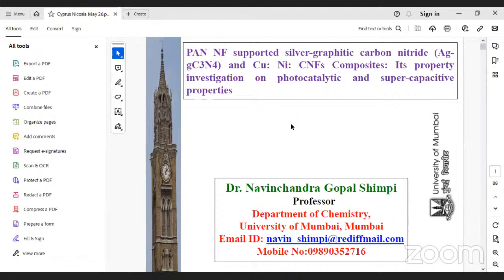And also dear students who are joining from the backside of the stage. Today, I will talk on PAN nanofibers supported silver graphitic carbon nitride and copper nickel carbon nanofiber composites, its property investigation on photocatalytic and supercapacitive properties.